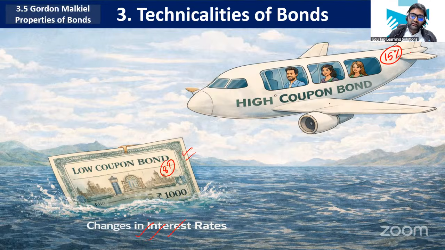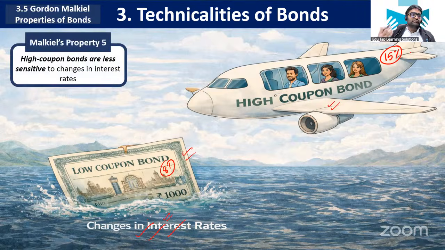But in comparison, if you go for the high coupon bond, it is already flying in the sky, right? So we can say it is not affected much by the change in the interest rates in the market. So which is more sensitive in this case? What can we say? Yes, it is flying in the sky. So we can say high coupon bonds are less sensitive to change in the interest rate.